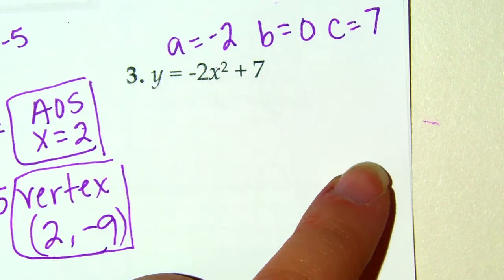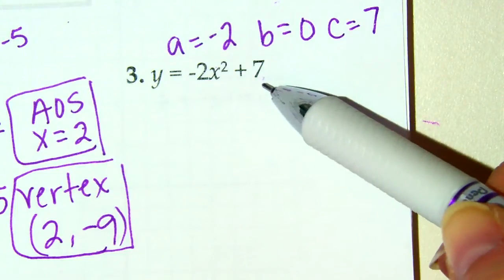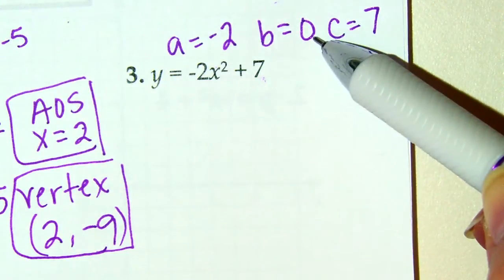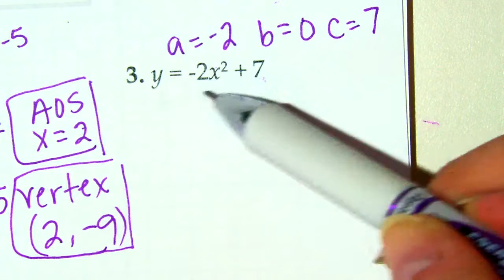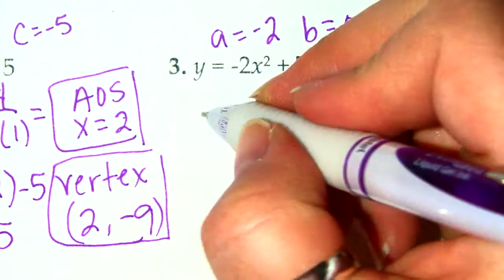So make sure you understand, C does not have any variable on it. It's the number by itself. So don't get confused and put 7 here. B is 0 because there's no x value, just an x squared. So plug that into the formula.